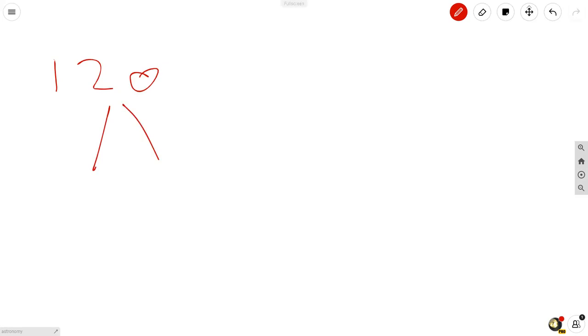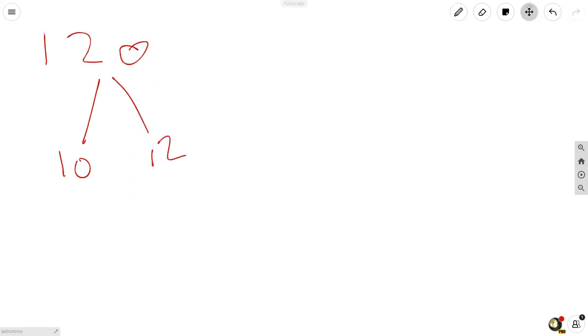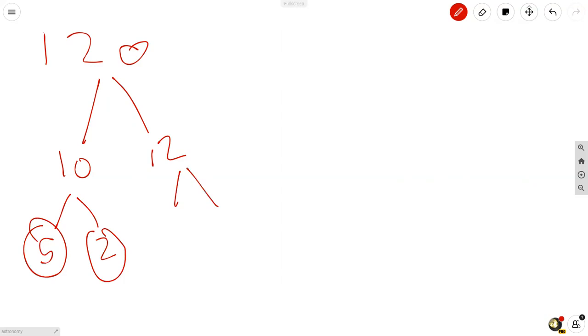What two numbers multiply to give me 120? 10 and 12, well done. Now, are these prime numbers, 10 and 12? No, so we still have to keep going. 5 and 2. Are these prime numbers, 5 and 2? Yes, so done. I circle them nice and neatly.